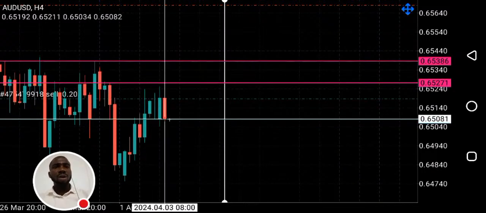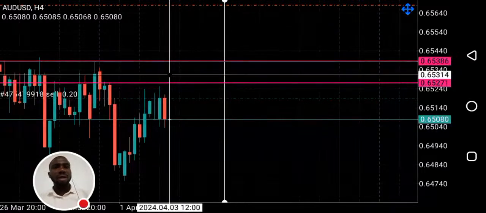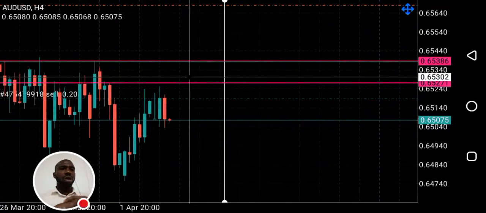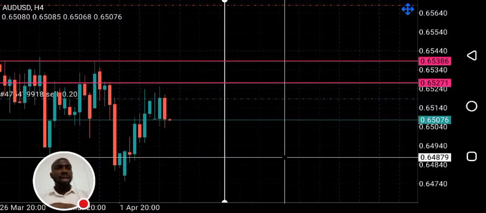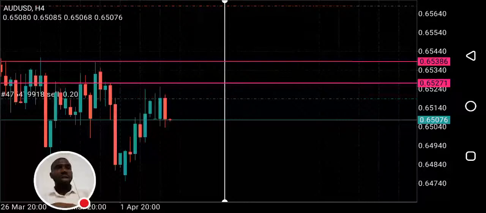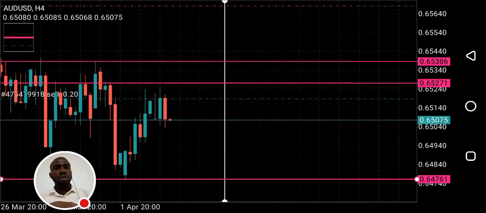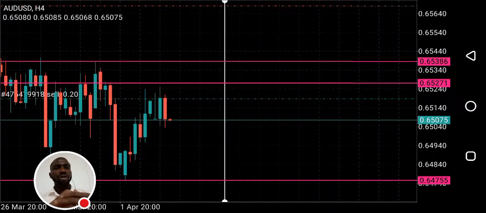I would only consider buying if a candle closes above this supply zone, that is when I will consider buying Australian dollar USD. But at the moment, Australian dollar USD is bearish. My first target will be this low. This is my first target. That's my first TP on Australian dollar USD.